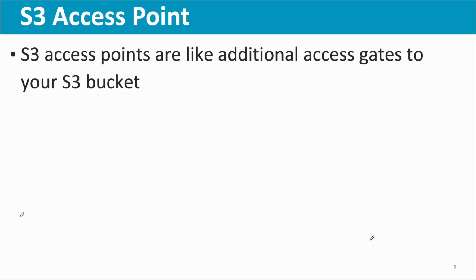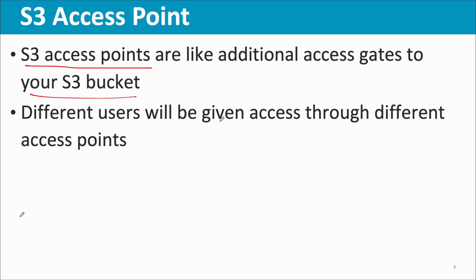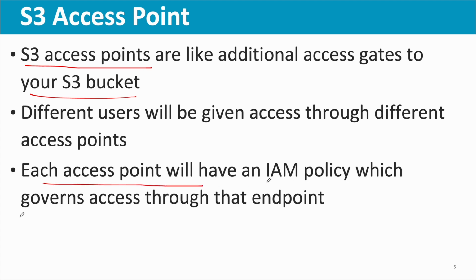Similarly, for accessing S3, you can create S3 access points or additional access points, which are like additional access gates to your S3 bucket. Different users will be given access through different access points. And you can have an access point policy for each access point. So you can mitigate that limit of 6144 characters per policy. That also you can mitigate when you have multiple access points. Each access point will have an IAM policy which governs access through that endpoint.